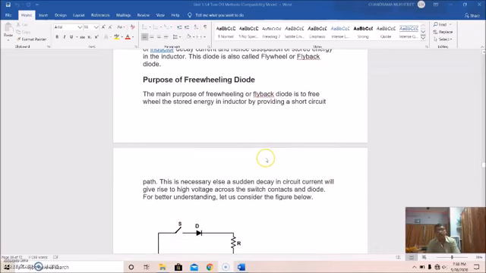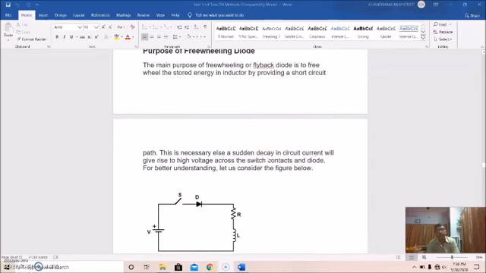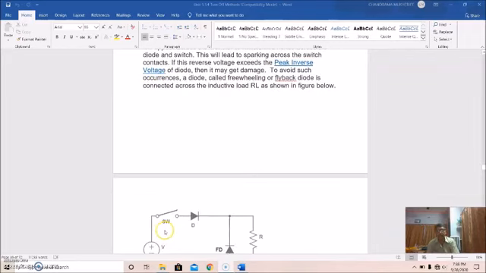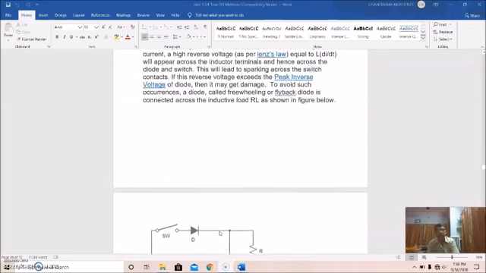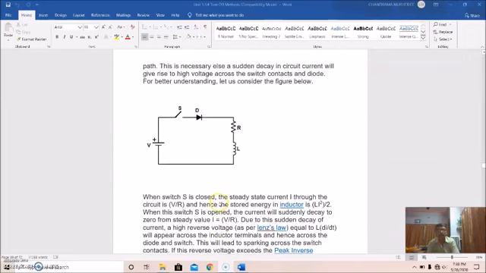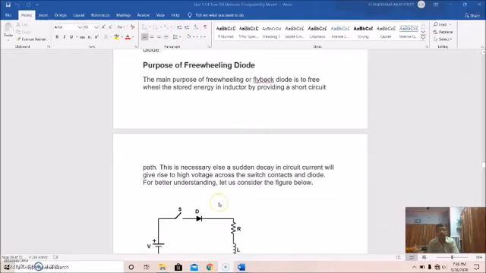So what is the purpose of this freewheeling diode? The main purpose of the freewheeling or flyback diode is to freewheel the stored energy in the inductor by providing a short circuit path, which is shown here. Before coming to this portion, we'll talk about this phenomenon. This is necessary, as a sudden decay in circuit current will give rise to a high voltage across the switch contact and diode also.